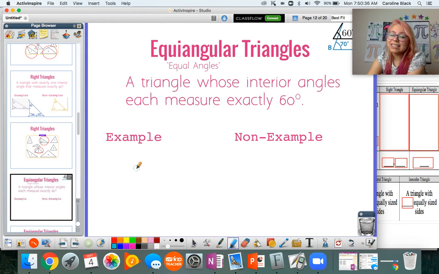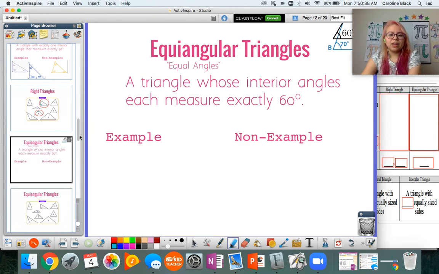And our last triangle type based on its angles is the equiangular triangle. Equiangular, I like to think of this as equal angles, equi for equal and angular for angles. It is a triangle whose interior angles measure exactly 60 degrees, or in other words, all of the angles in the triangle are equal.